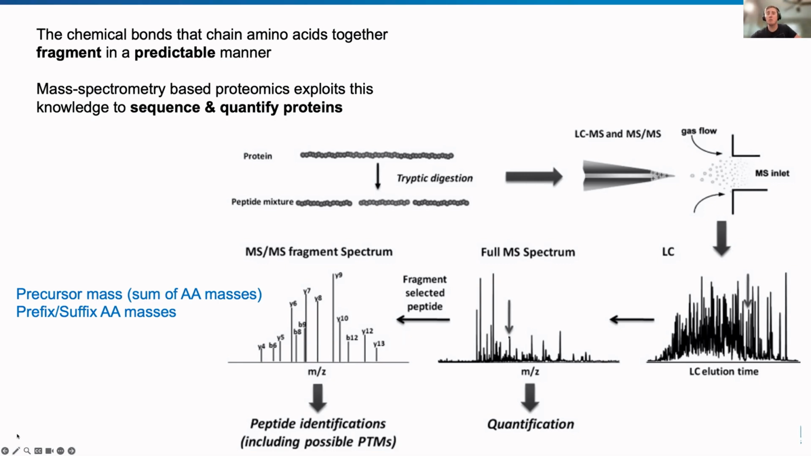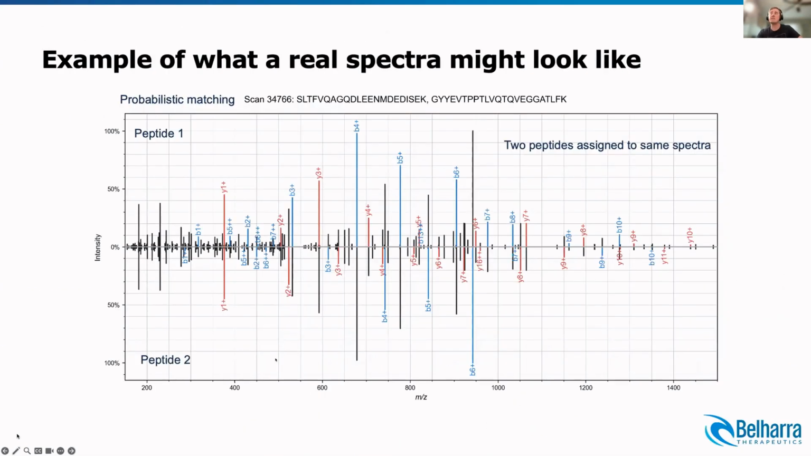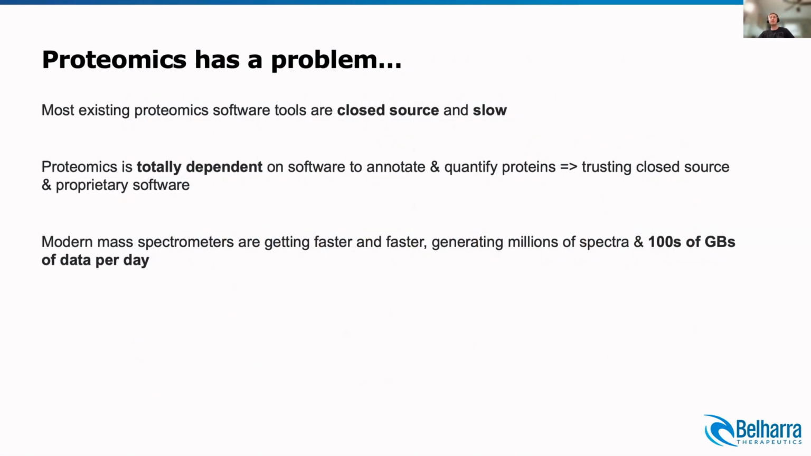We then select one of these peaks for further fragmentation, where we can read out these prefix and suffix masses, those B and Y ions. Basically, with these two pieces of information, they're sufficient to actually identify peptides. And just very briefly, this is an example of what a real mass spectra might look like with some peptide sequences assigned to the top and bottom. So two different sequences with their prefix and suffix ions. So it's kind of complex. You might end up with multiple peptides per spectra.